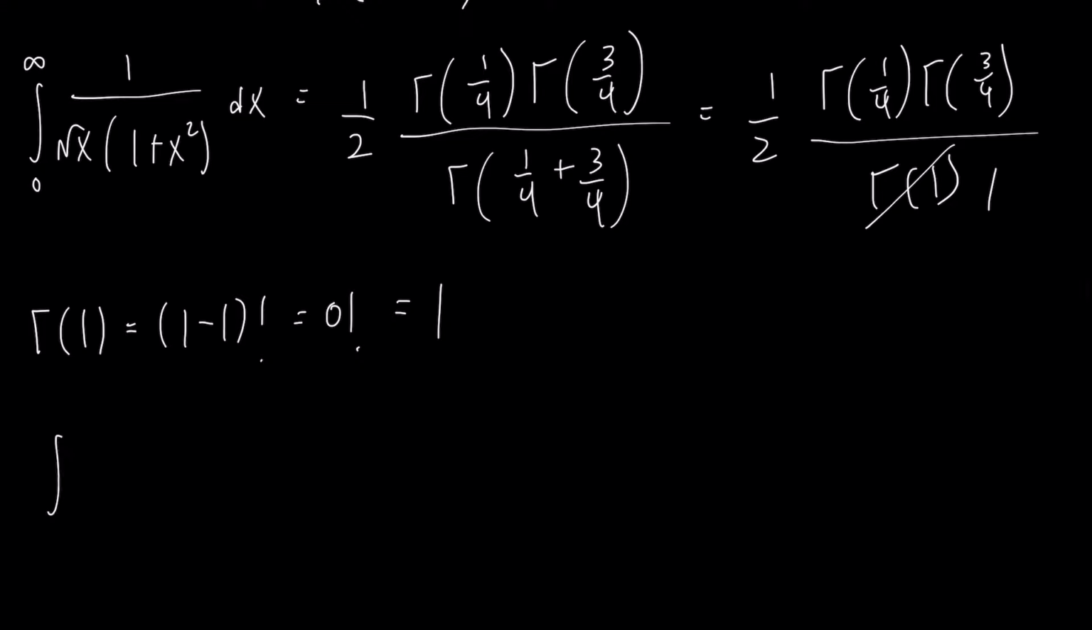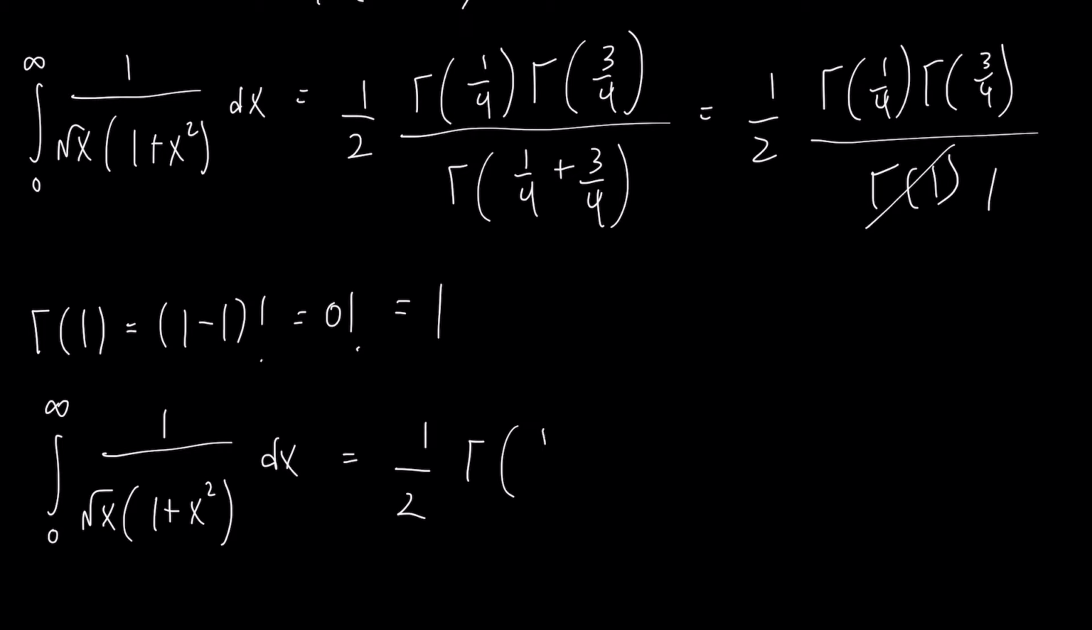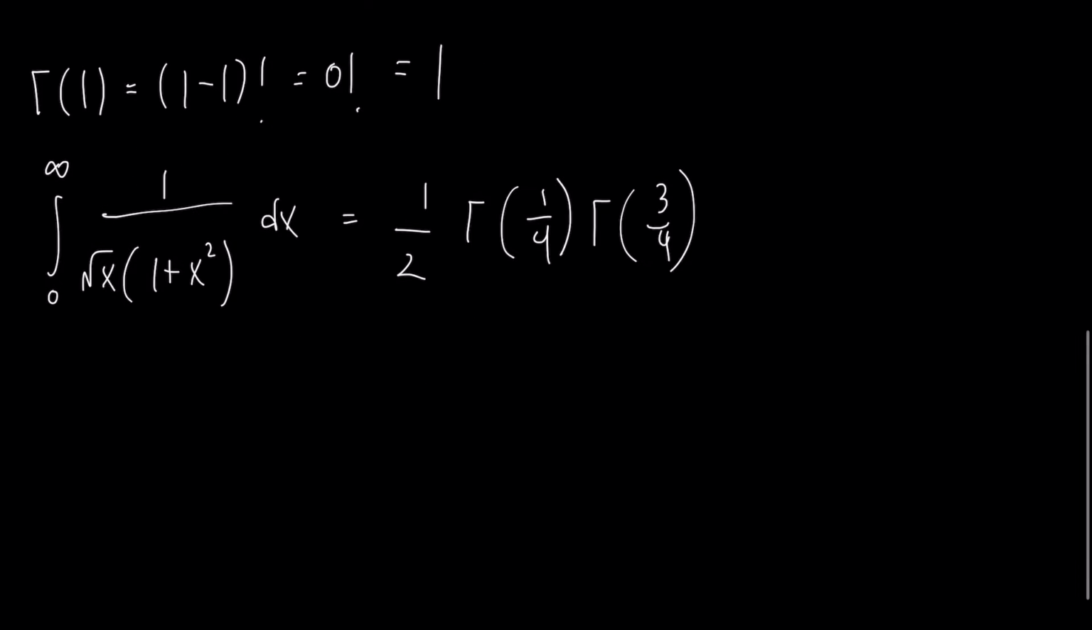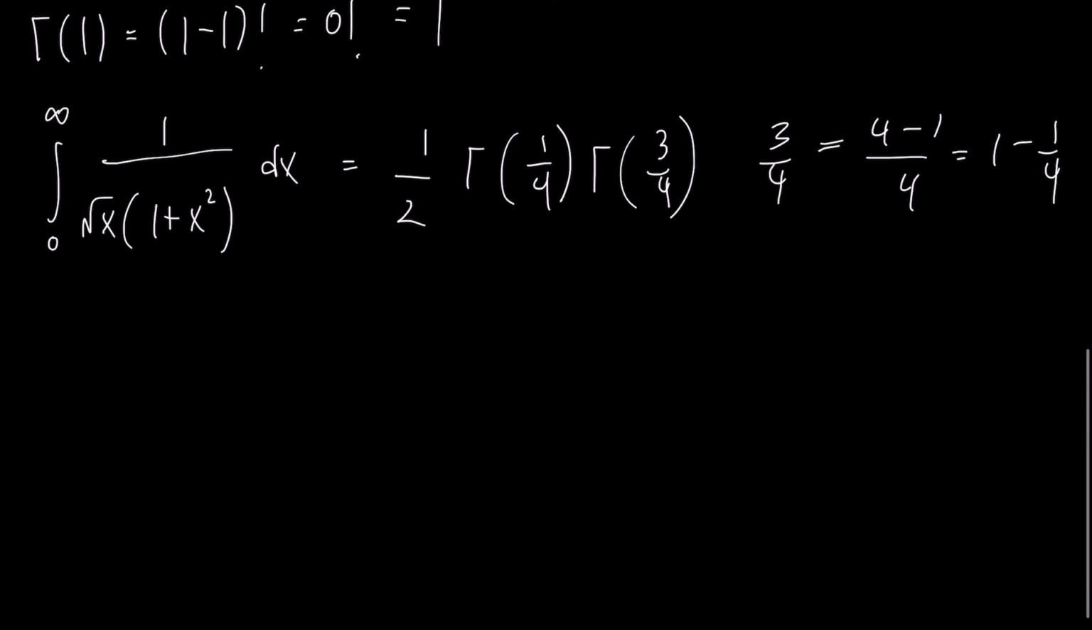We have that our integral from 0 to infinity of 1 divided by the square root of x times 1 plus x squared dx is equal to 1/2 of gamma of 1/4 times gamma of 3/4. And I'll write 3/4 as the same thing as 4 minus 1 divided by 4, which is 1 minus a fourth. So this is equal to 1/2 gamma of 1/4 times gamma of 1 minus a fourth.